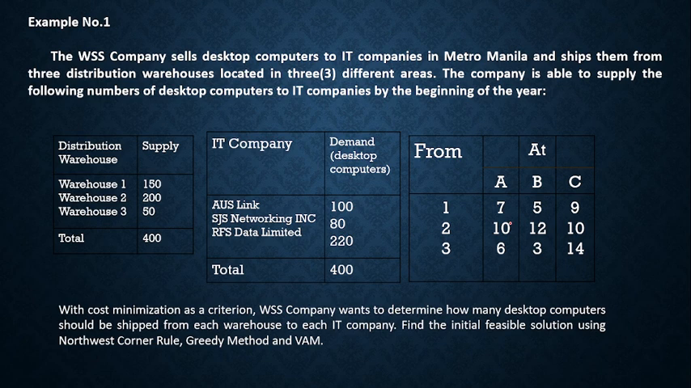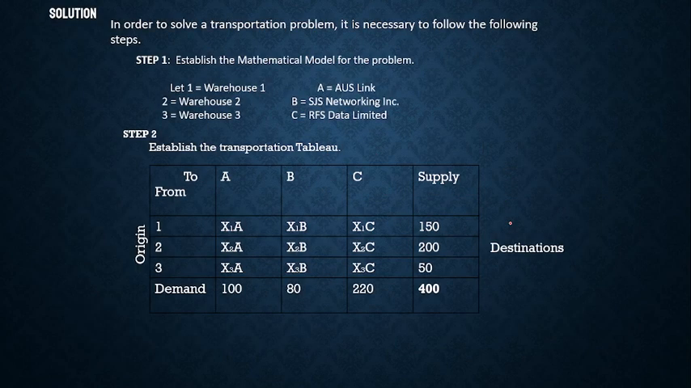So with cost minimization as criterion, the WSS company wants to determine how many desktop computers should be shipped out from each warehouse to each IT company. So find the initial feasible solution using the northwest corner rule, the grading method, and the Vogel's approximation method. Sige. So step 1.